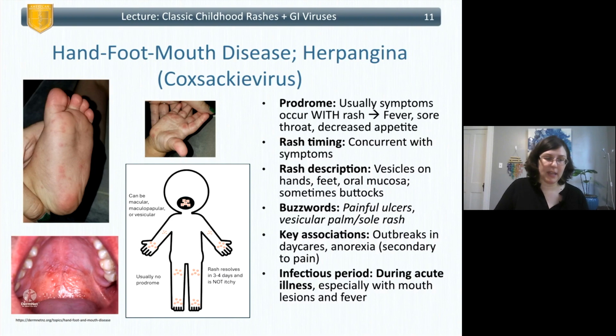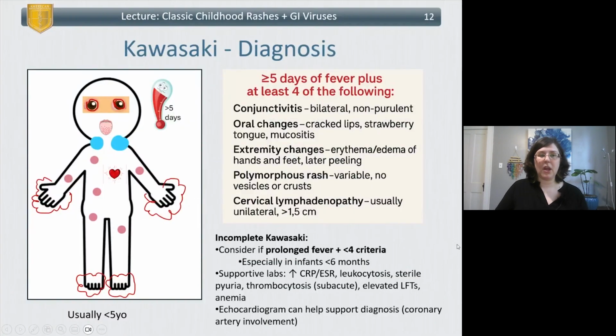And here you can also see some vesicles in the posterior pharynx. The infectious period is going to be during acute illness, especially with mouth lesions and fever. Okay, so those are, I would say, the classic major viral childhood rashes.